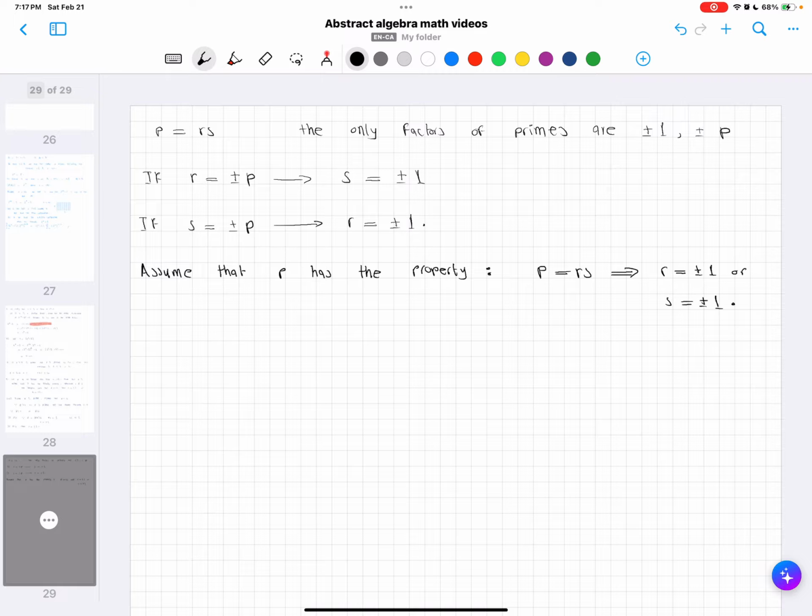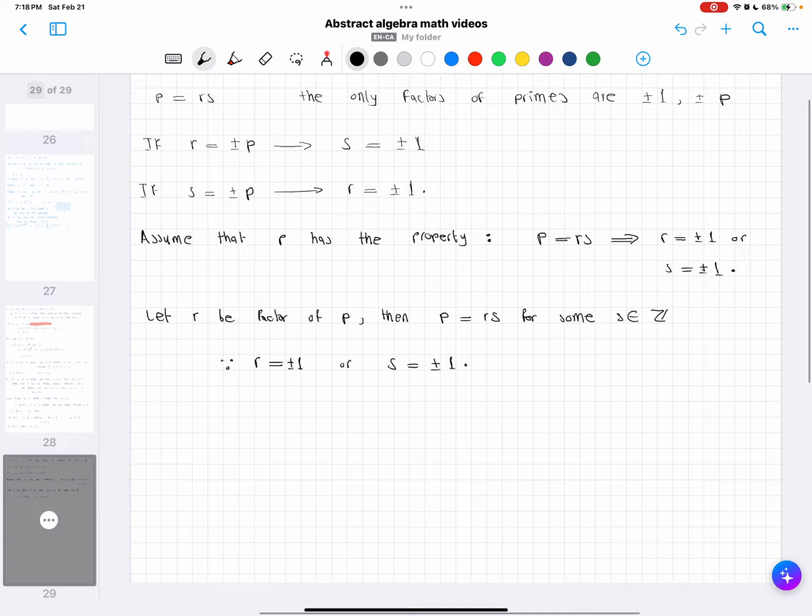Okay, so let R be a factor of P, and then we want to show it's plus minus 1 or plus or minus P. So P is equal to R times S, as R is a factor, for some S belonging to Z. So that means we have that R is equal to plus or minus 1, or S is equal to plus or minus 1.